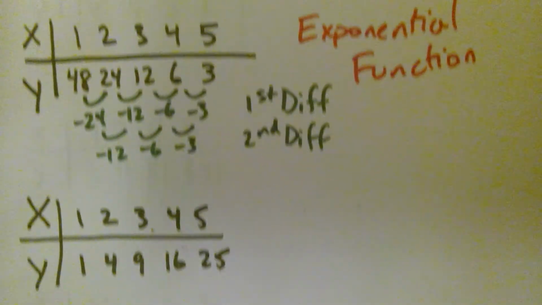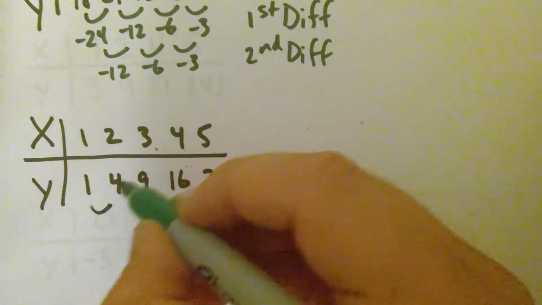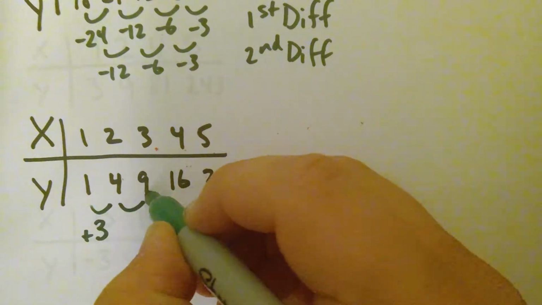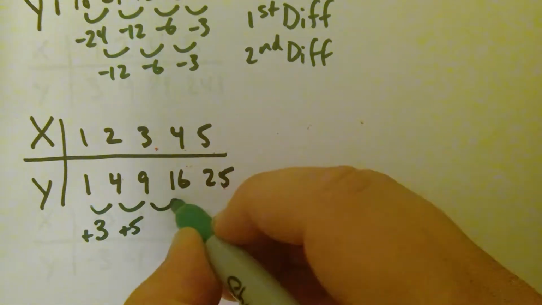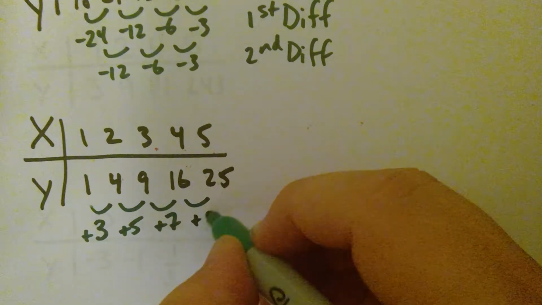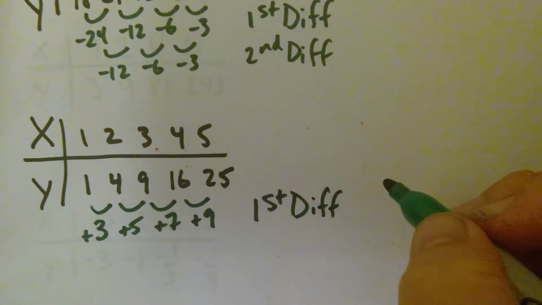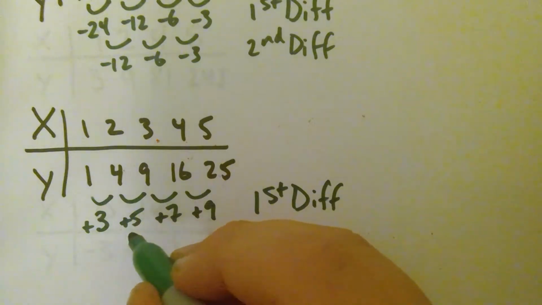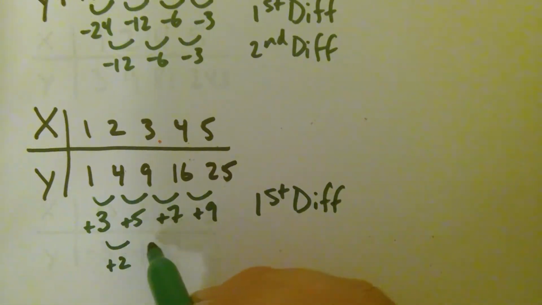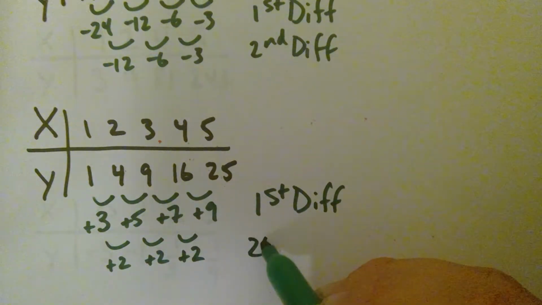Let's take a look at another one. Look at our first differences and second differences. My first difference: 4 minus 1 gives me 3, 9 minus 4 gives me 5, 16 minus 9 gives me 7, and 25 minus 16 gives me 9. There's our first difference. Let's go to our next difference. 5 minus 3 gives us 2, 7 minus 5 gives us 2, 9 minus 7 gives us 2. There's our second difference.